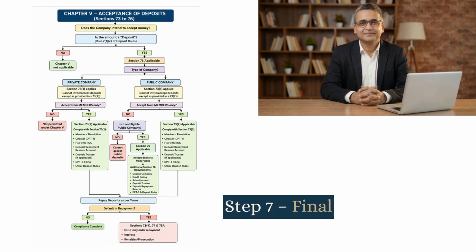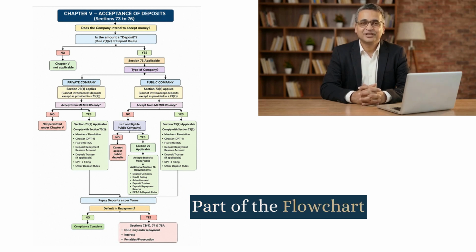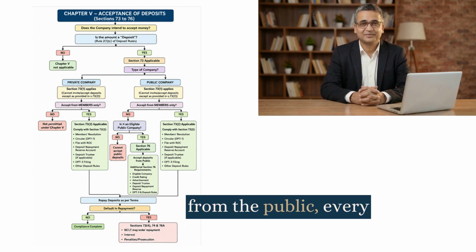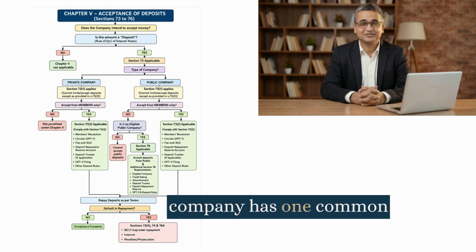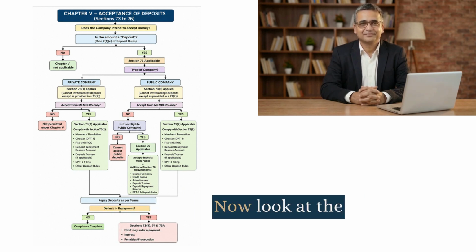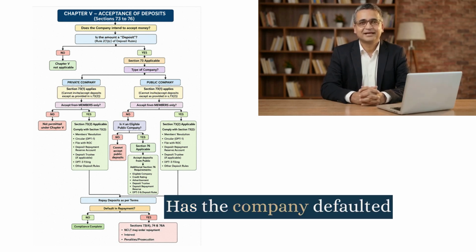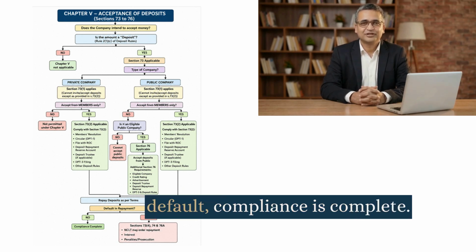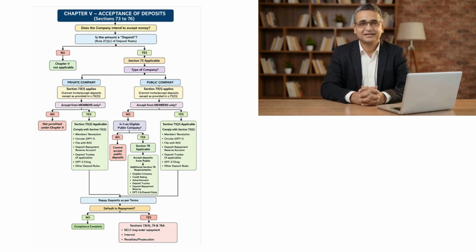Step 7. Final part of the flowchart. Now both branches finally merge. Whether the deposits are accepted from members or from the public, every company has one common responsibility: repay deposits according to the agreed terms. Now look at the last decision box. Has the company defaulted in repayment? If there is no default, compliance is complete.